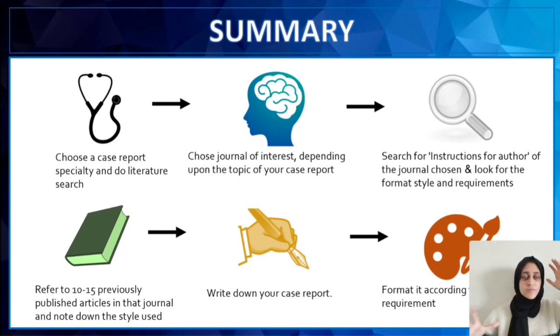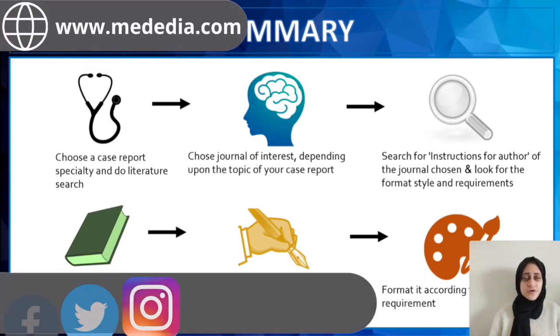Here is a final summary of everything that we talked about. Number one, choose a case report and its specialty and perform a quick literature search to see if it's unique or not. Then you can choose your journal of interest depending upon the topic of your case report. Now you'll search for instructions for authors, look at the format, style, requirements, anything additional you would need, and refer to 10 to 15 previously published articles so that the instructions for the journal stick in your head. And now you can sit down and write your case report. Format it according to the journal's requirements and you're good to go.